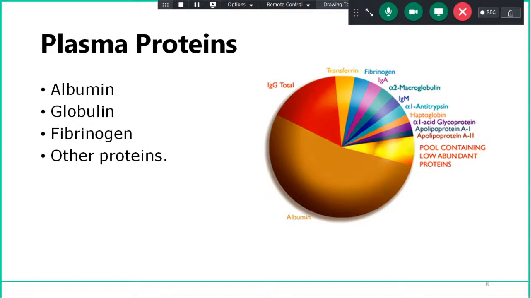Why is that important? Because in certain diseases different proteins are increased and decreased. So to analyze that and to diagnose the disease, and for further management, we test the total protein in the serum sample. Also we test the fractions of the plasma protein, which fraction is increasing or decreasing. For that we use serum electrophoresis.